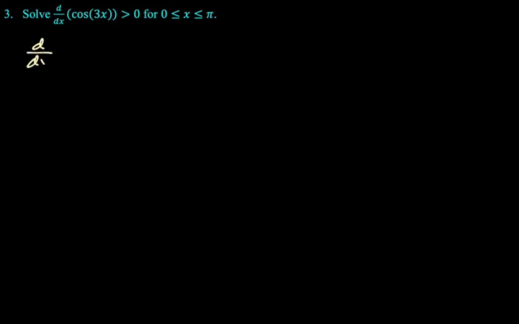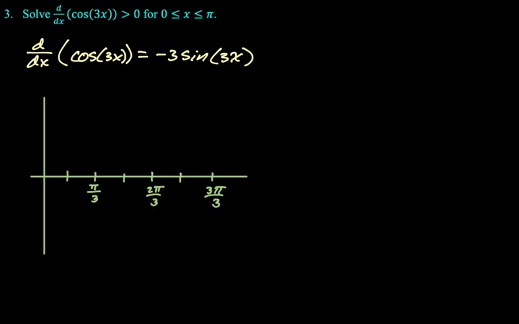So let's find this derivative. The derivative of cosine of 3x, we're just going to use the chain rule. And remember, the derivative of cosine is negative sine. So we get negative sine of 3x times 3, or negative 3 sine of 3x. We need to solve this thing. What I'm going to choose to do here is set up a graph and do this graphically. I know how to graph negative sine of 3x, so I'm going to use that to my advantage.